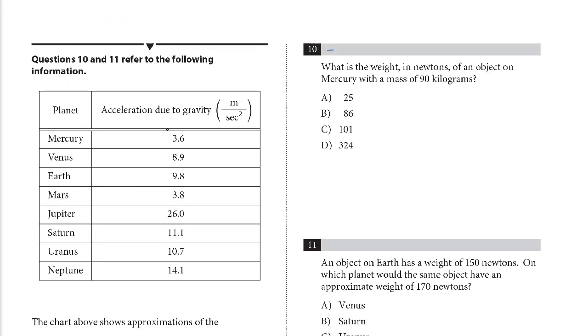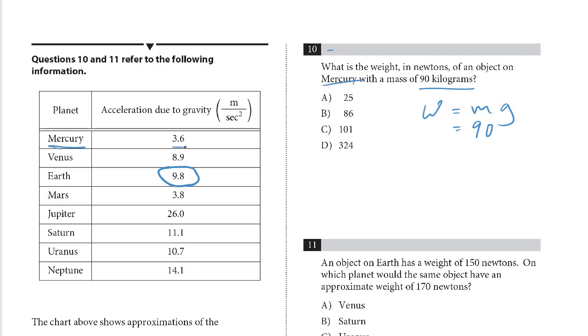Many of you who take physics probably already know that the acceleration constant, or little g, on Earth is 9.81 meters per second squared. Now we see it for all the different planets. What is the weight in newtons of an object on Mercury with a mass of 90 kilograms? So your weight is simply your mass times your acceleration constant. So that's going to be 90 times the acceleration constant on Mercury.